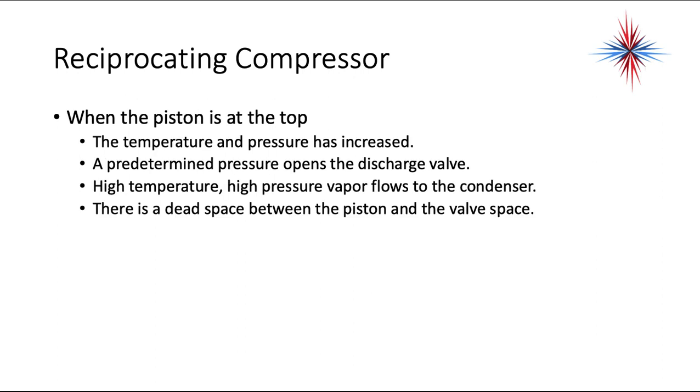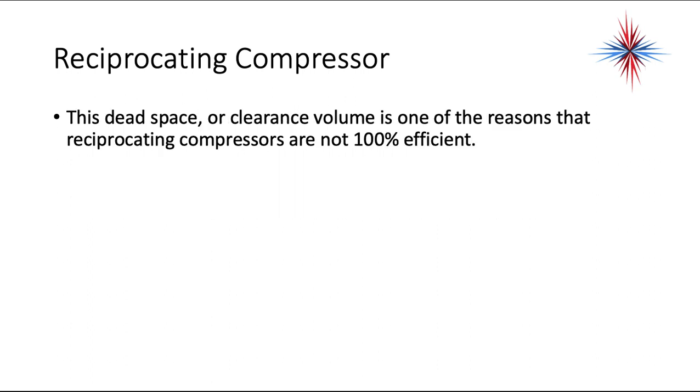When the piston is at the top, the temperature and pressure has increased. At a predetermined pressure, the discharge valve opens. High temperature, high pressure refrigerant vapor flows to the condenser. There is a dead space between the piston and the valve space. I'll show you that in a minute on a diagram.